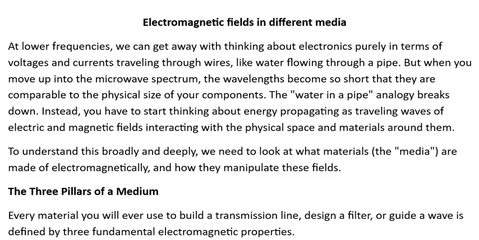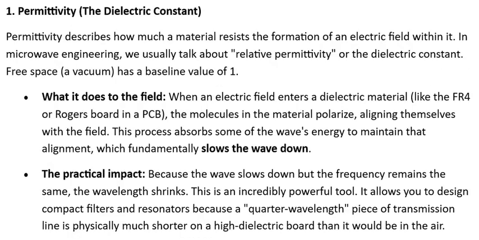The three pillars of a medium. Every material you will ever use to build a transmission line, design a filter, or guide a wave is defined by three fundamental electromagnetic properties. 1. Permittivity, the dielectric constant. Permittivity describes how much a material resists the formation of an electric field within it. In microwave engineering, we usually talk about relative permittivity, or the dielectric constant. Free space, a vacuum, has a baseline value of 1.